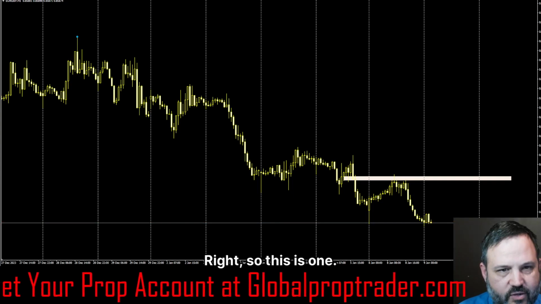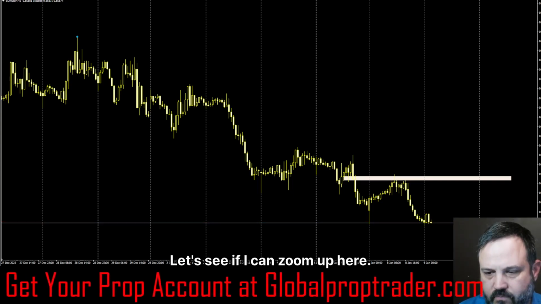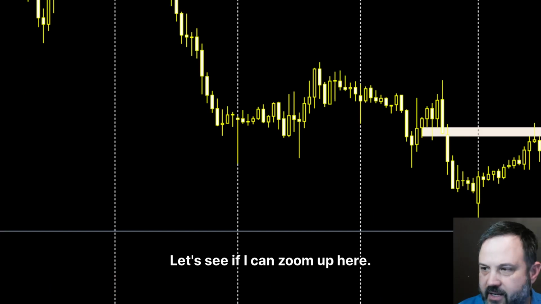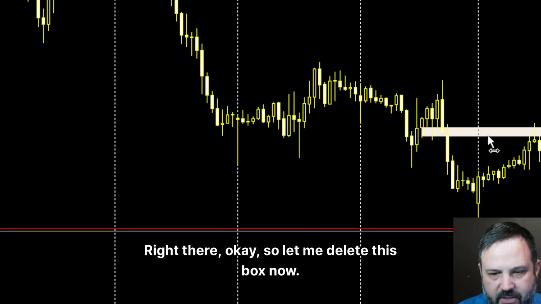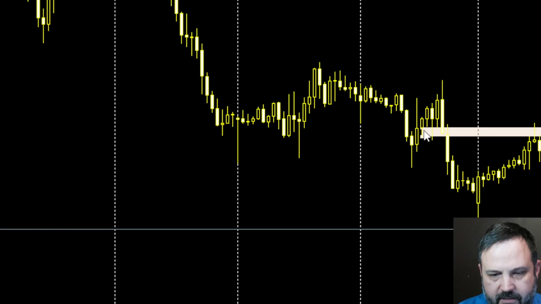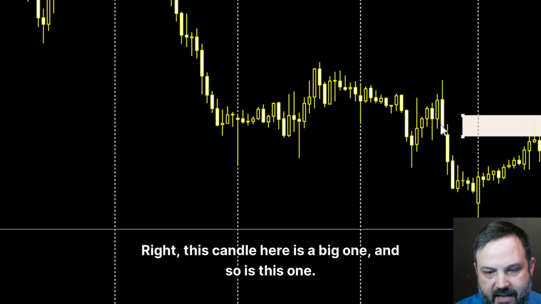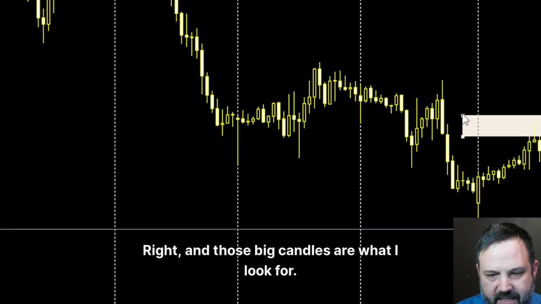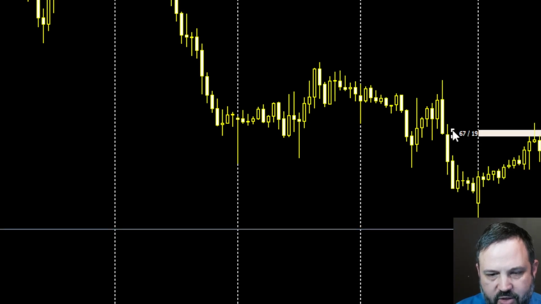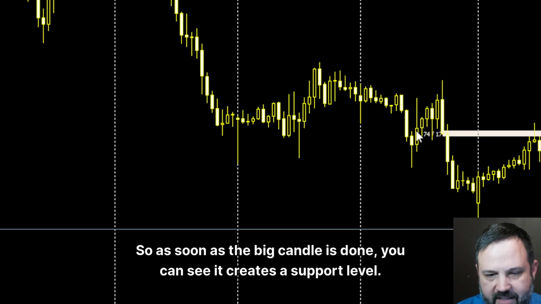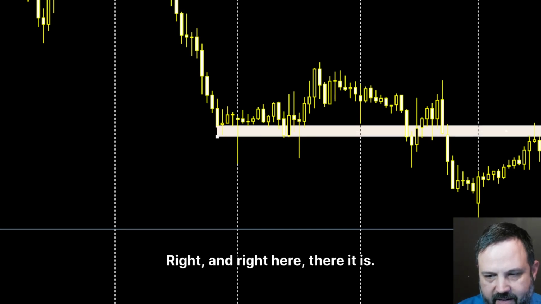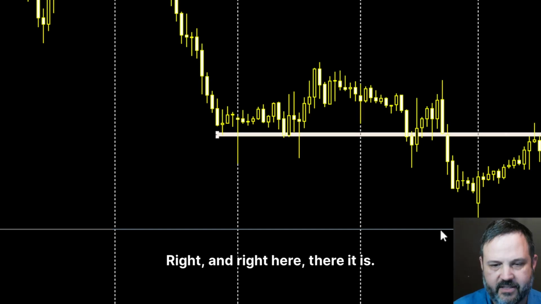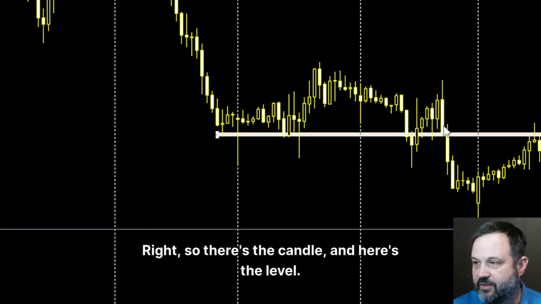Right, so this is one. Let's see if I can zoom up here. Right there. Okay, so let me delete this box now. Right, this candle here is a big one, and so is this one. And those big candles are what I look for. As soon as the big candle is done, you can see it creates a support level. Right, and right here, there it is. There's the candle, and here's the level.